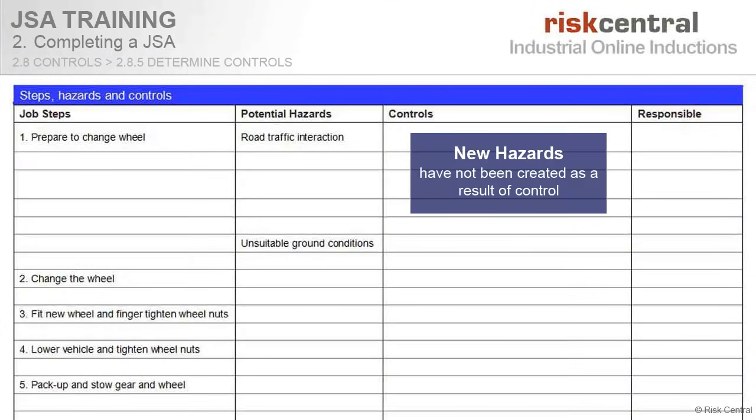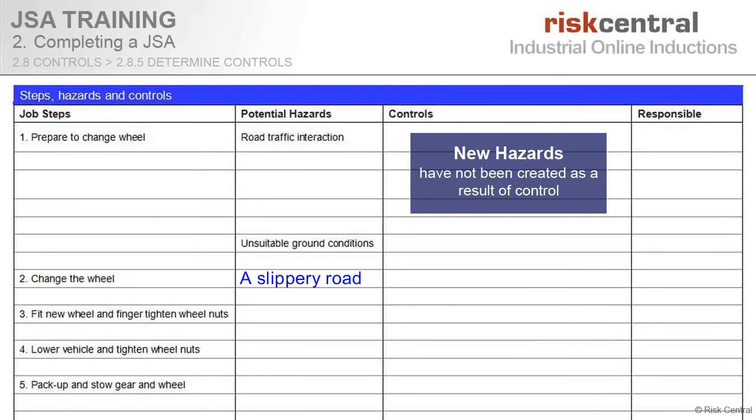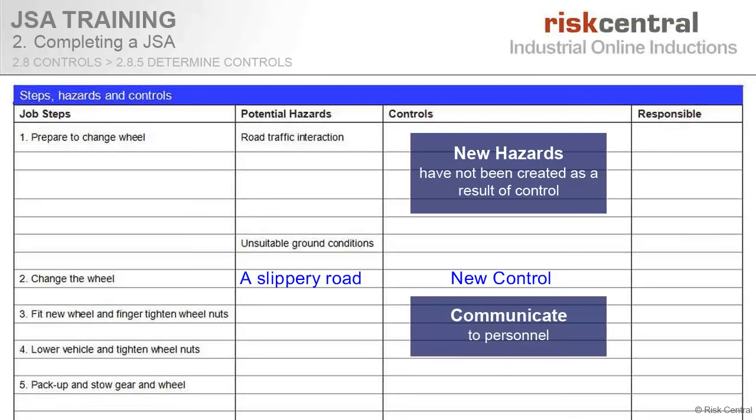Check to see that new hazards have not been created by the new controls. For instance, a control for a dusty road causing limited visibility to haul trucks may be a water truck. But if too much water is applied to the road, it can introduce the hazard of a slippery road. This hazard now needs to be controlled. Communicating the hazards and controls to the personnel performing the job is essential.